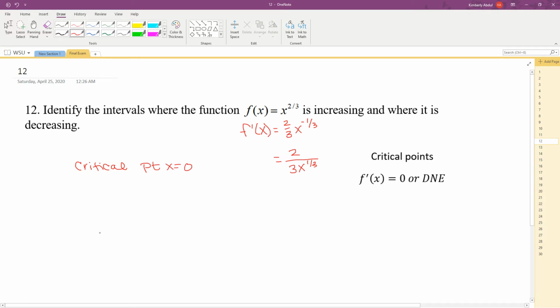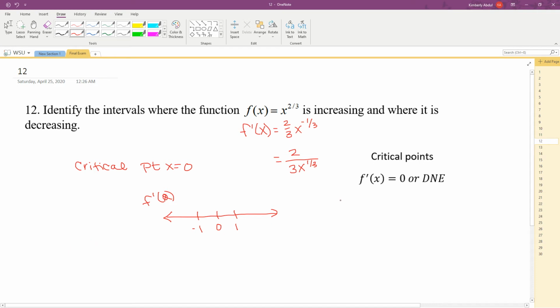Okay, now to figure out where it's going to increase or decrease, you can imagine if we were to make a number line with f prime of x. Here, the derivative is not defined, but we're going to see on which sides it's positive or which sides it's negative. So I'm going to choose 2 points, and I'm going to see what would happen for those values of f prime of x.